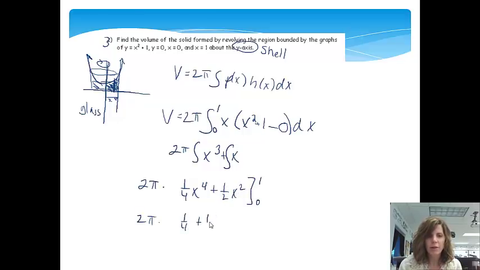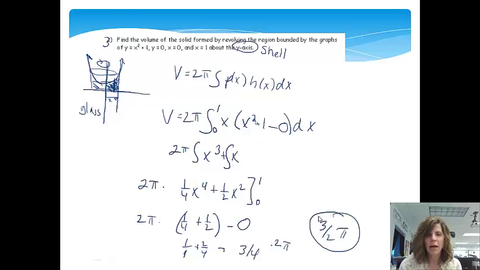Plus, if I plug in there, I'll get 1/2. And then minus, if I plug in 0, this time I will again get 0. 1/4 plus 1/2. Let me get a common denominator here. That would be 3/4. And then I can't forget that I had my 2 pi hanging out there. So 3/4 times 2 pi will be 3/2 pi.